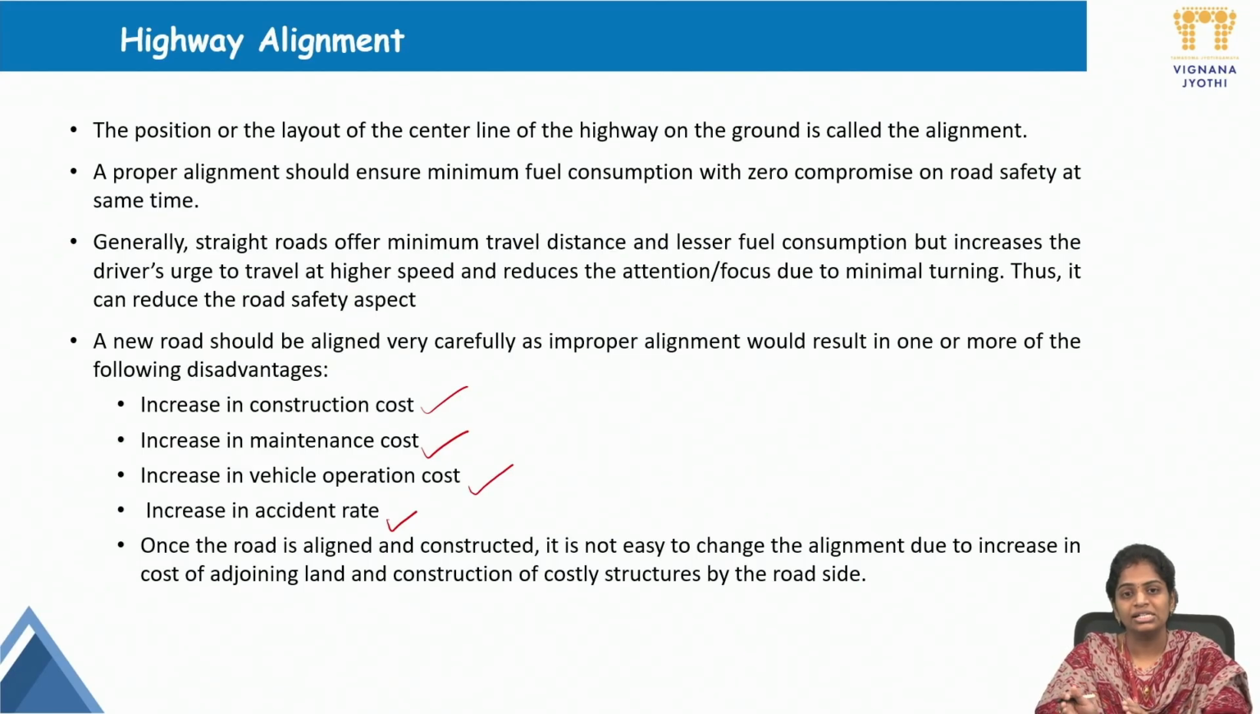Once the road is aligned and constructed, it is not easy to change the alignment. We all know that once the path is decided and the road is constructed, we cannot change it. It is not easy to change the alignment due to increase in cost of adjoining land and construction of costly structures by the roadside. Because on the roadside we have so many constructions, and that cannot be changed. Once the highway is constructed, we cannot change the alignment of the road. So before itself, we have to consider all the factors, and then go for the construction of the highway alignment.